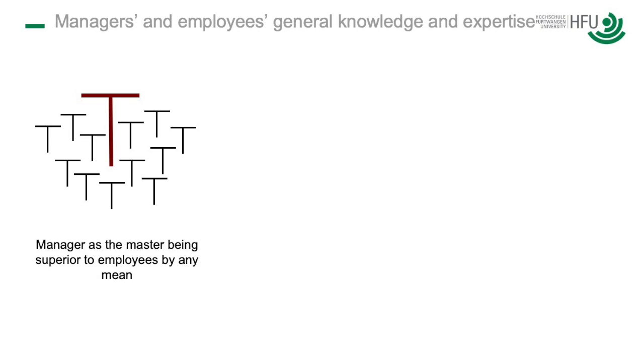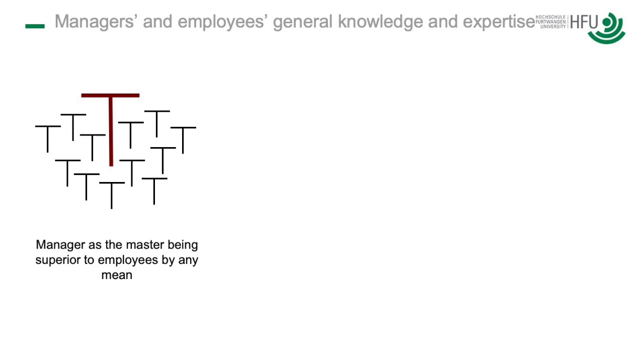And how do the people look like, the ones they lead? Well, they are the same T's but significantly smaller. Right? They have a little bit of general knowledge and a little bit of expertise. So small T, big T, and the big T is of course the manager. That's why the manager is a manager, because he or she is a big T.